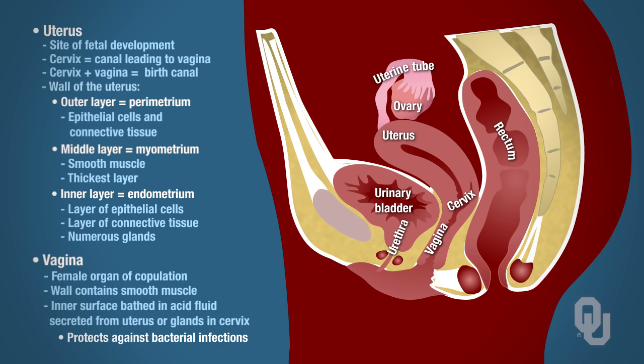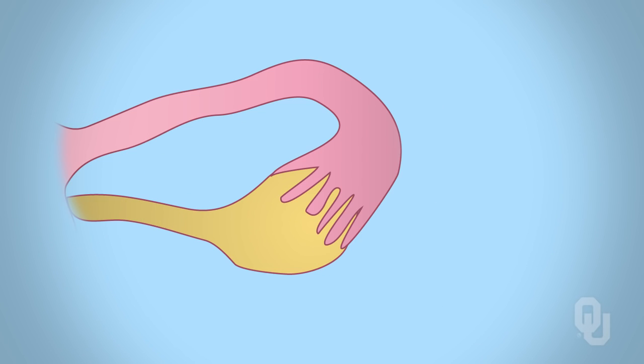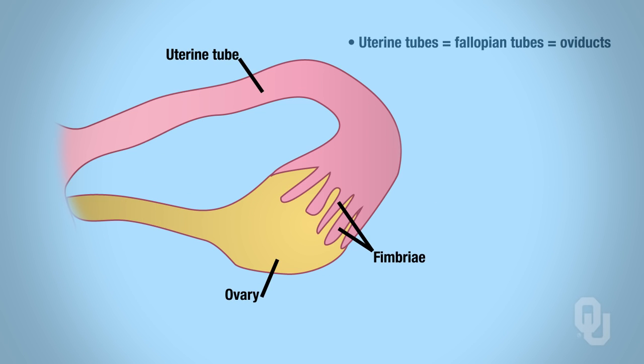And over here is the vagina, the female organ of copulation. There's lots of smooth muscle associated with it, and lots of glands. I'll let you read the rest of the information on these slides. Then we move into the uterine tubes, also called the fallopian tubes, also called the oviducts. Be sure that you're familiar with using any of those terms.